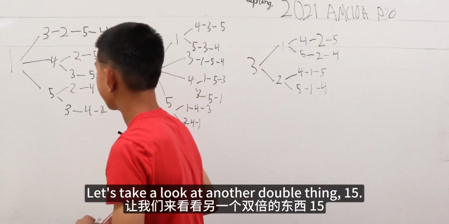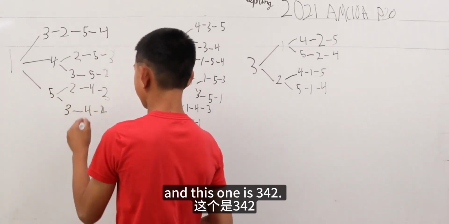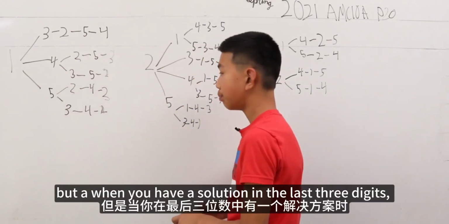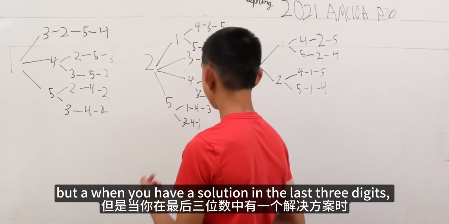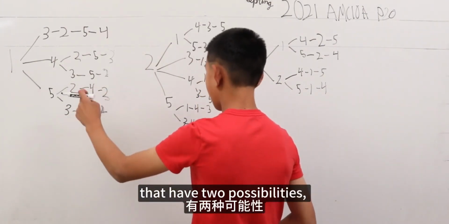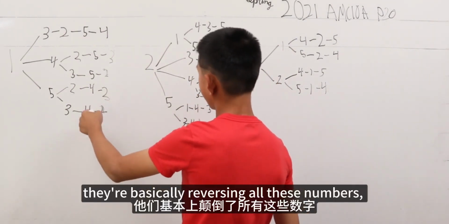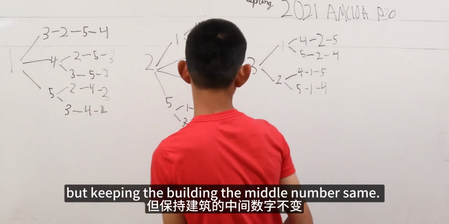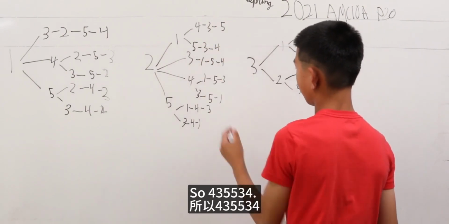Let's take a look at another double thing: 1, 5. This one's 2, 4, 3, and this one's 3, 4, 2. You might have already noticed, but when you have a solution in the last 3 digits that has 2 possibilities, they're basically reversing all these numbers but keeping the middle number the same. So 4, 3, 5 and 5, 3, 4.